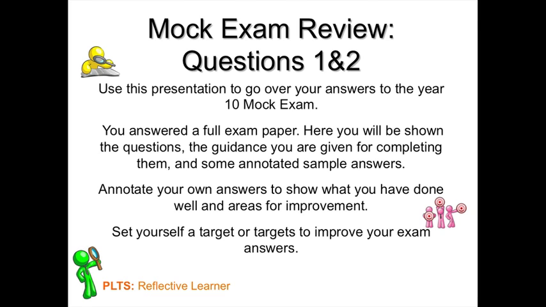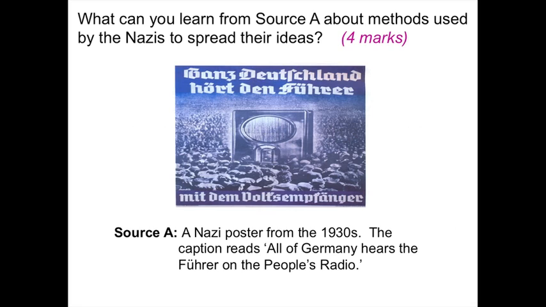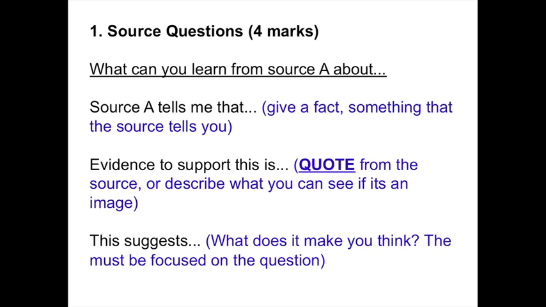We'll start off by looking at question number 1. This is the 4-mark source-based question. You were given the source that you can see on the screen and the caption underneath, and the question was, what can you learn from source A about methods used by the Nazis to spread their ideas?